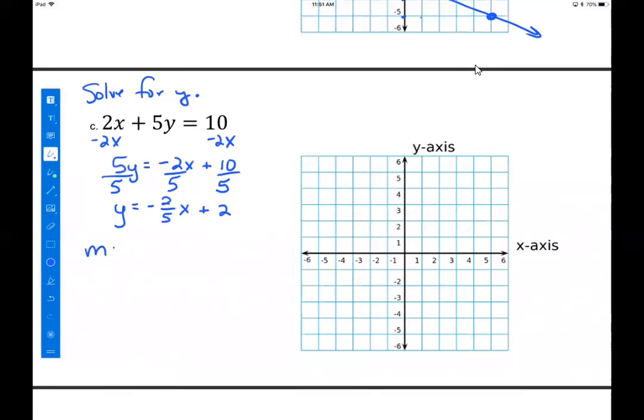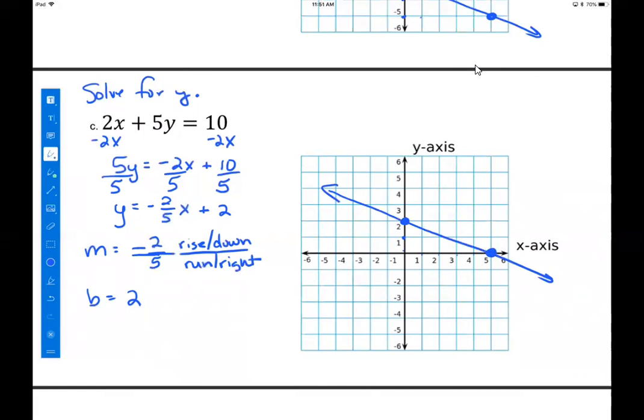So our slope will be -2 over 5. I'm going to put the negative with the top number. Our b is a +2. All right, so we're going to plot our y-intercept on the y-axis. Remember, rise over run. Since the top number rise is negative, we're going to go down. Our bottom number is positive, so we go to the right. So down 2 to the right, 1, 2, 3, 4, 5. There's our second point, and we can connect our points.